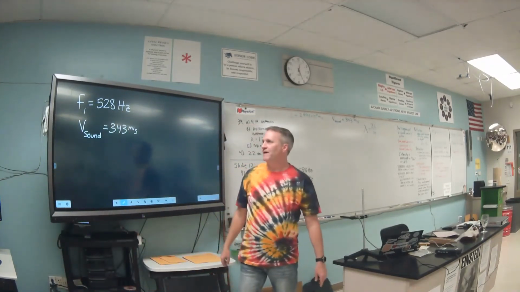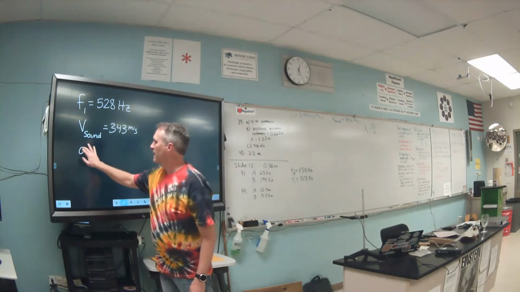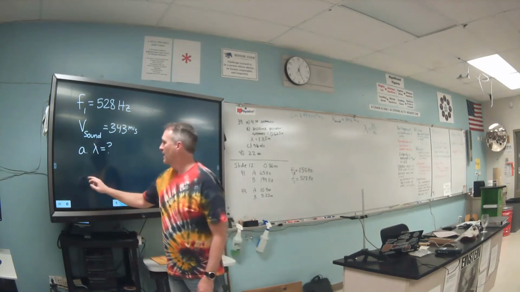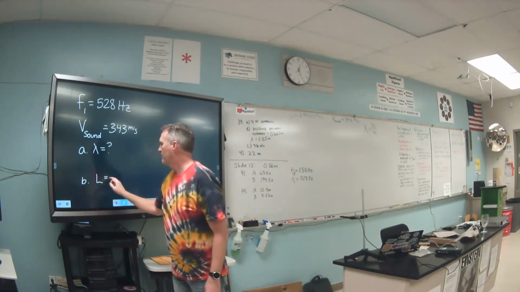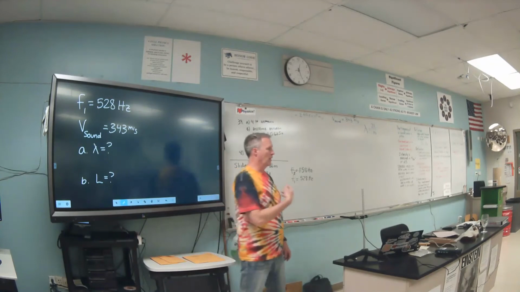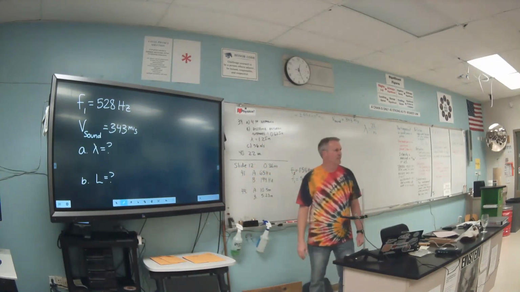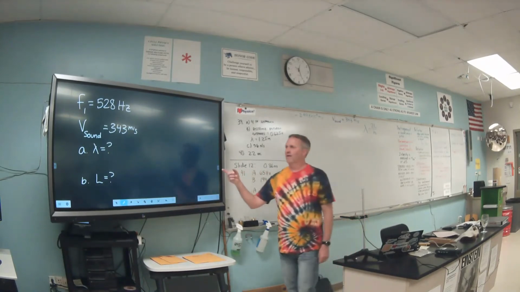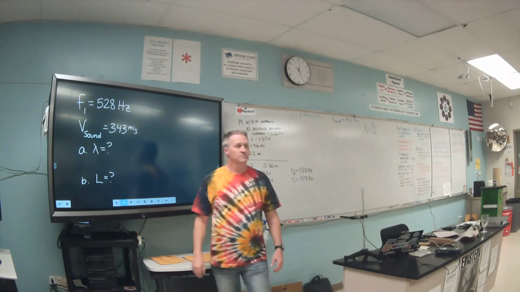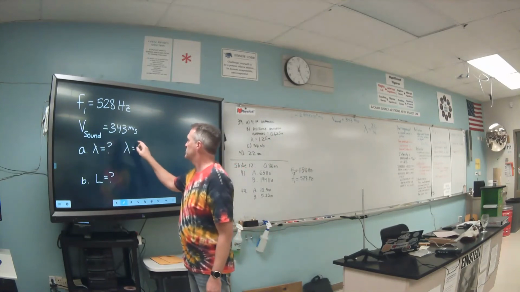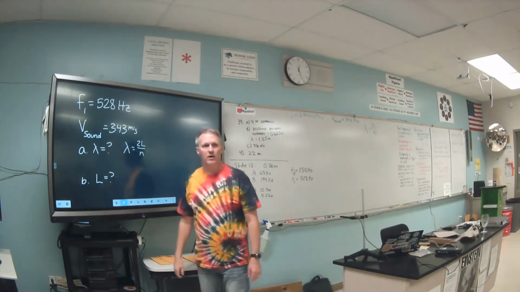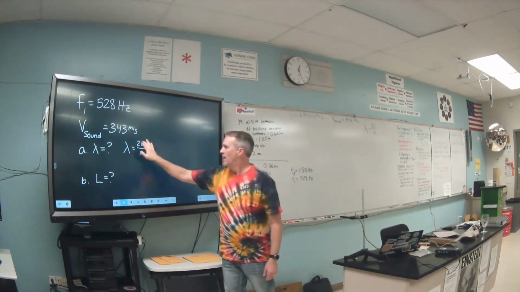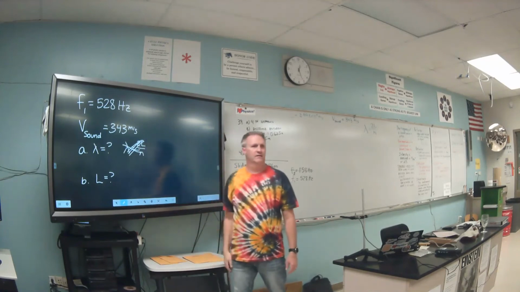From that, I can figure out two things. I can figure out the wavelength of the wave that I'm creating, and the length of the pipe that I was just blowing air through. The way I'm going to figure out wavelength is by using the 2L device equation. Wavelength is 2L over N. No, that doesn't work. I can't use that equation because I don't know the length. So I've got to come up with some other way to find wavelength.